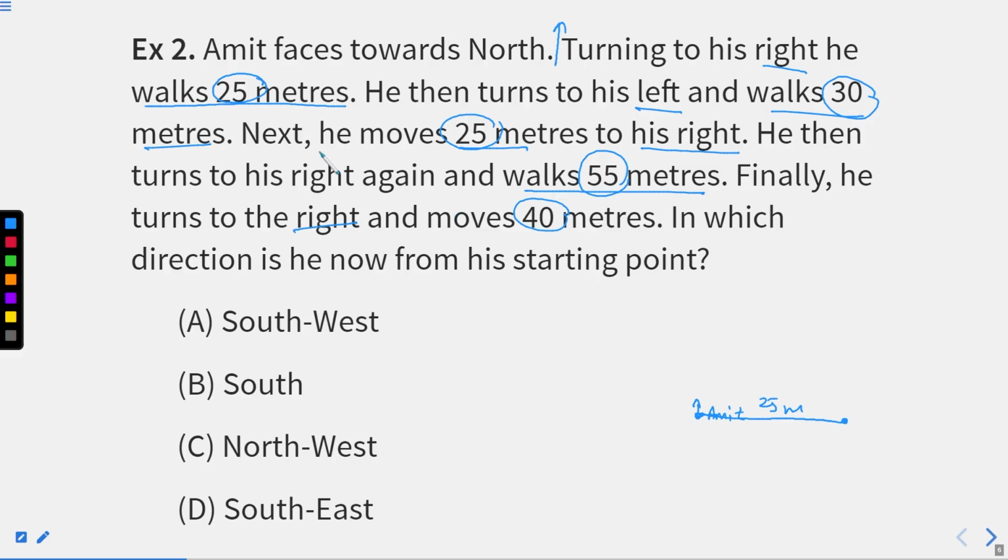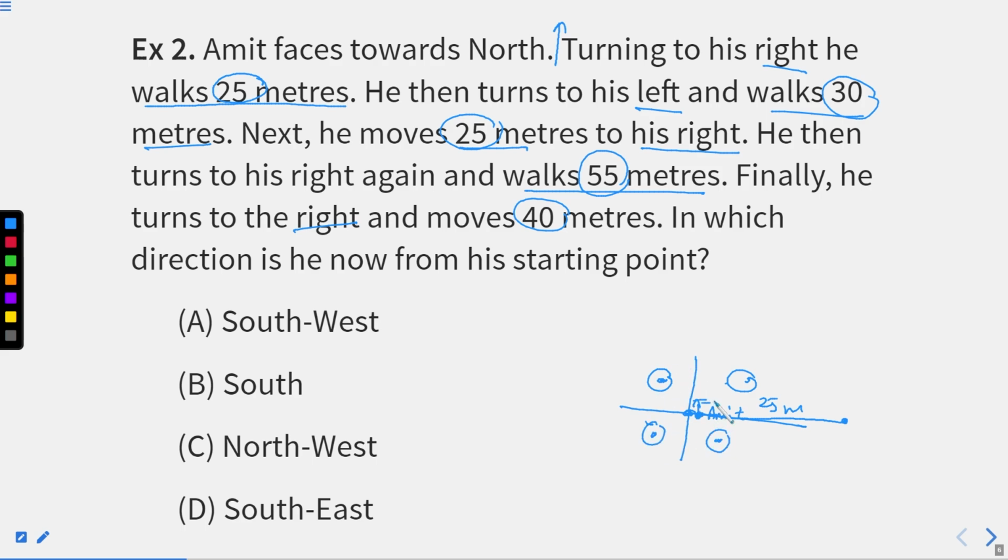In this manner, we know that a total of five distances are given. In which direction is he now from the starting position? So from the starting position, wherever he is, make a plus at the starting position and figure out in which direction he is. If you find him in that direction, this will be northeast. If you find him in this direction, this will be northwest. This will be southwest and this will be southeast.